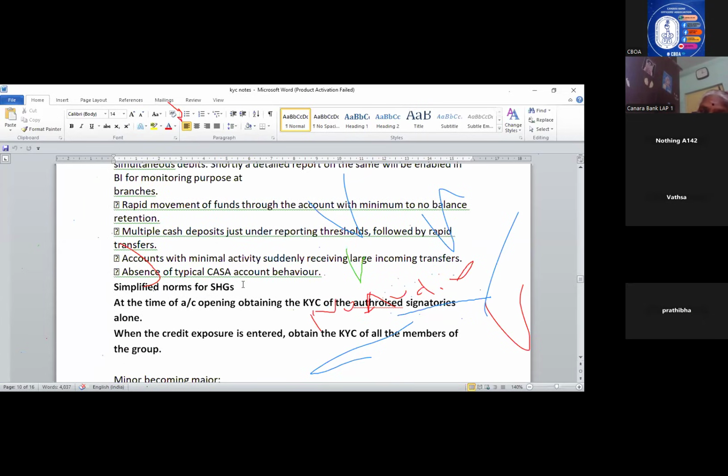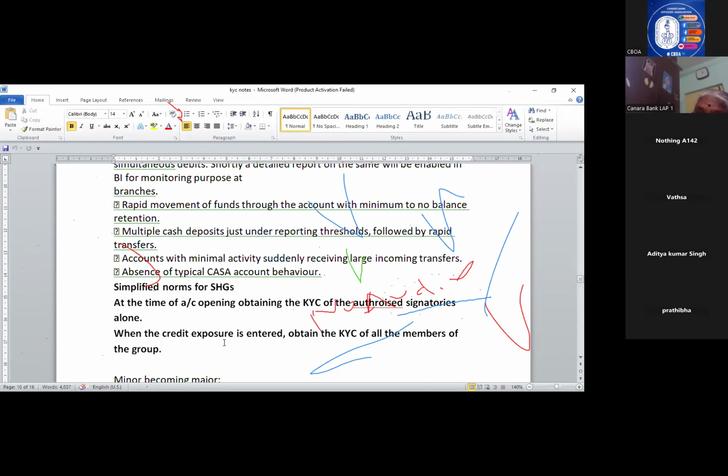Then what are the simplified norms for self-help groups? Self-help group, if they come and open a deposit account, we have to get the KYC only from the authorized signatories of the group. That is the leader and the secretary, or other two persons, the authorized signatories. For opening an SB account, we need not obtain all the persons' KYC.